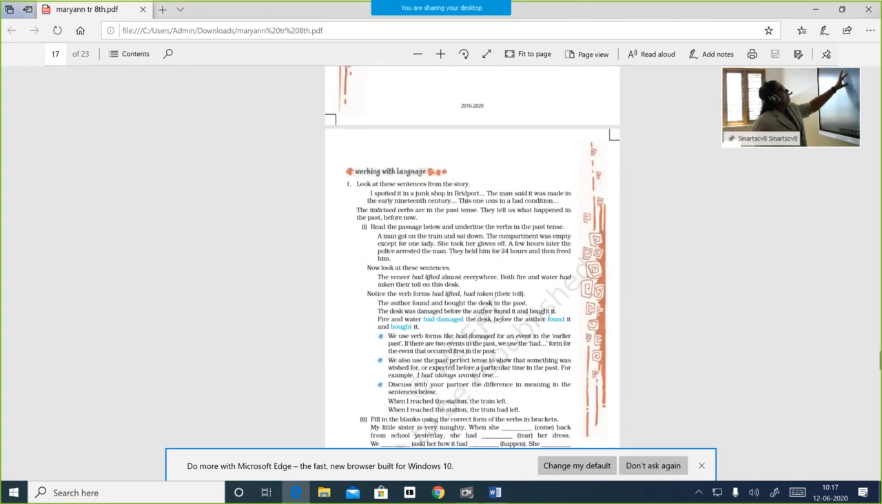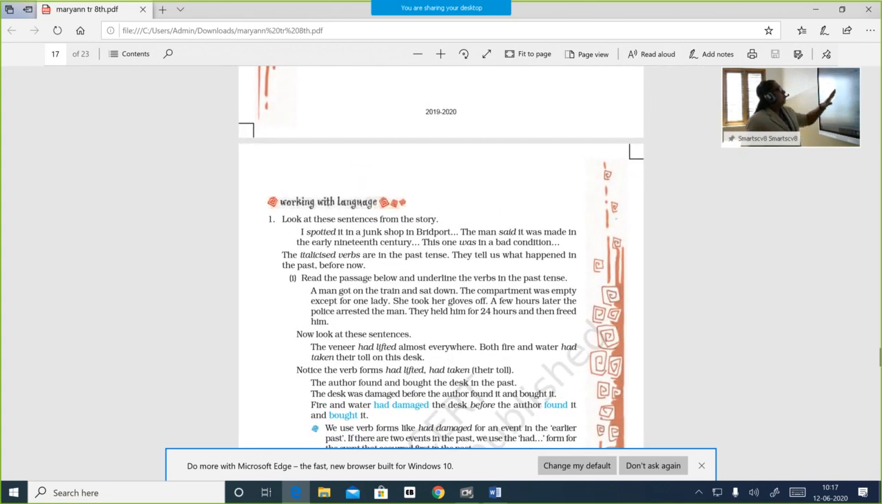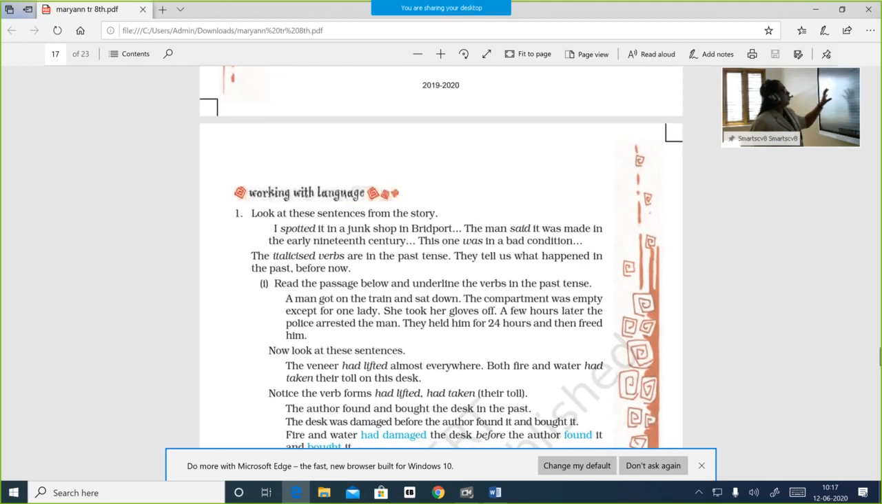Now, see this, the italicized verbs. What is the meaning of italicized verbs? That means, can you spot it? The italicized words are written in a slanting way. Spotted is printed in a slanting way, and said is printed in a slanting way, and was is printed in a slanting way. You have to have an eye for small detail. I love students who have such an eye.